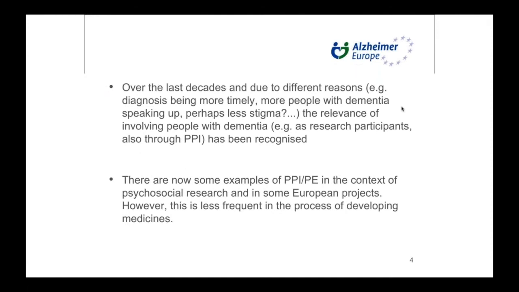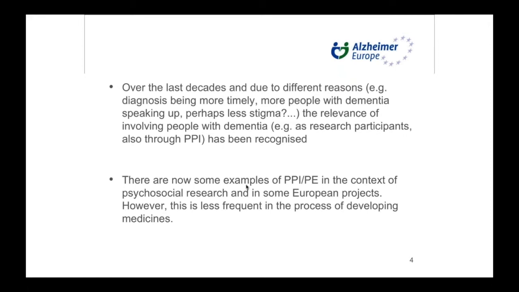Over the last decades, and in some regions more than others in Europe, and due to many different reasons, perhaps the diagnosis is now more timely, at mild stages rather than moderate or severe dementia. There are more people with dementia themselves speaking up in different forums. And also perhaps, I want to be optimistic here, there's less stigma about living with dementia. There's been more recognition of the relevance of involving people with dementia both as research participants, but also in PPI, patient and public involvement, and patient engagement.